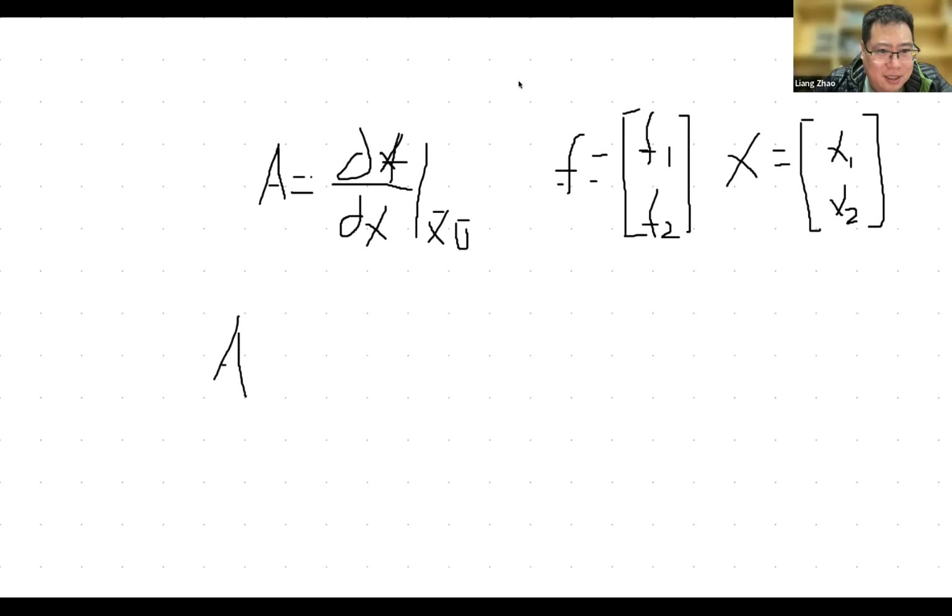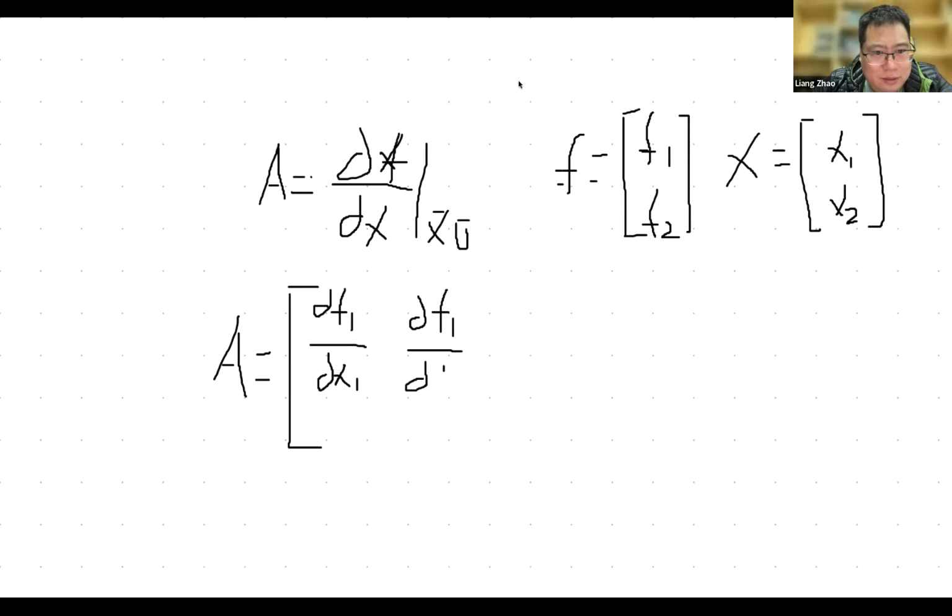A is something like this. This element is row F1, row X1. All right. And this is row still F1. So each row represents one F divided by row X2. All right, and the second row represents F2.